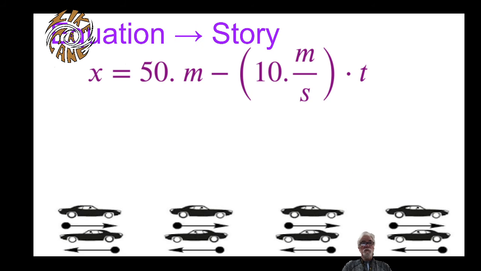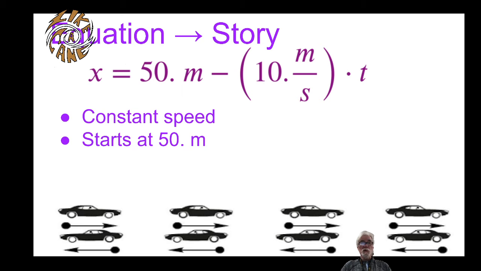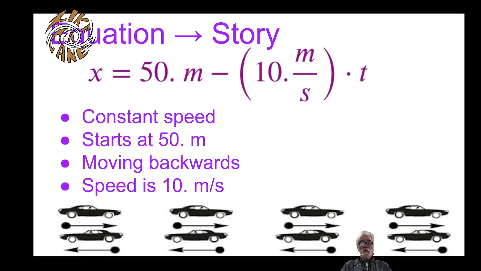Let's do this in reverse. What's the motion that's modeled by this equation? Well, we know that it's moving at constant speed because of the linear equation. We know that it started at a position of 50 meters. The negative sign on velocity means it's moving backwards. And the size of the velocity tells us that its speed is 10 meters per second.